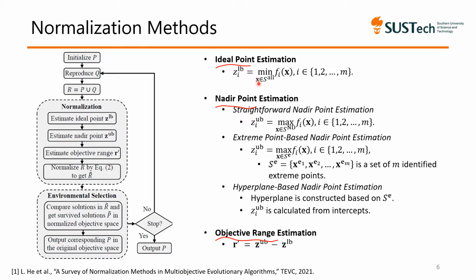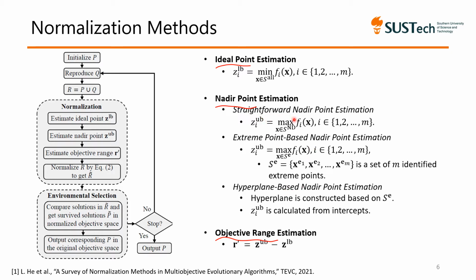For the ideal point estimation, it can be estimated by taking the minimum value of each objective in all the examined solutions at every generation. More efforts have been made on the nadir point estimation. These methods can mainly be classified into 3 categories: the straightforward method, extreme point-based method, and hyperplane-based method.